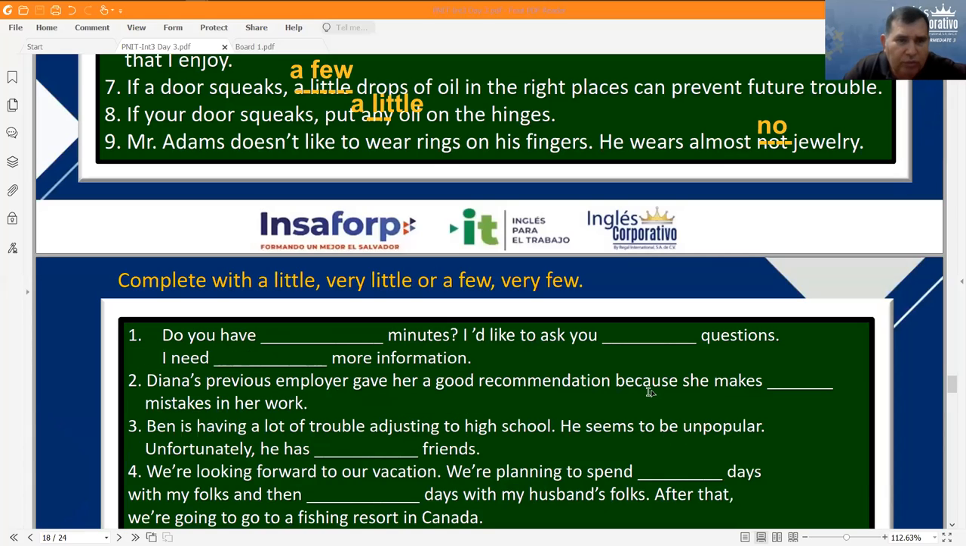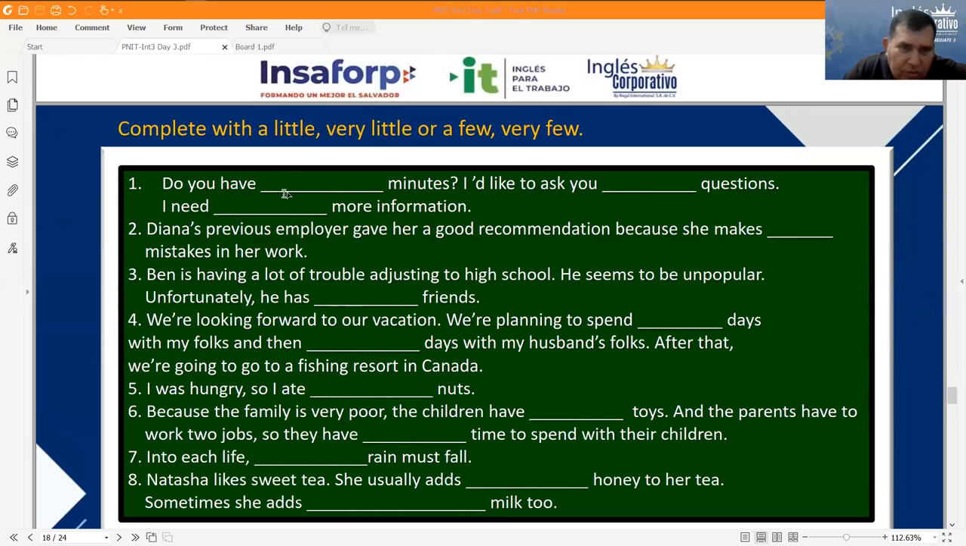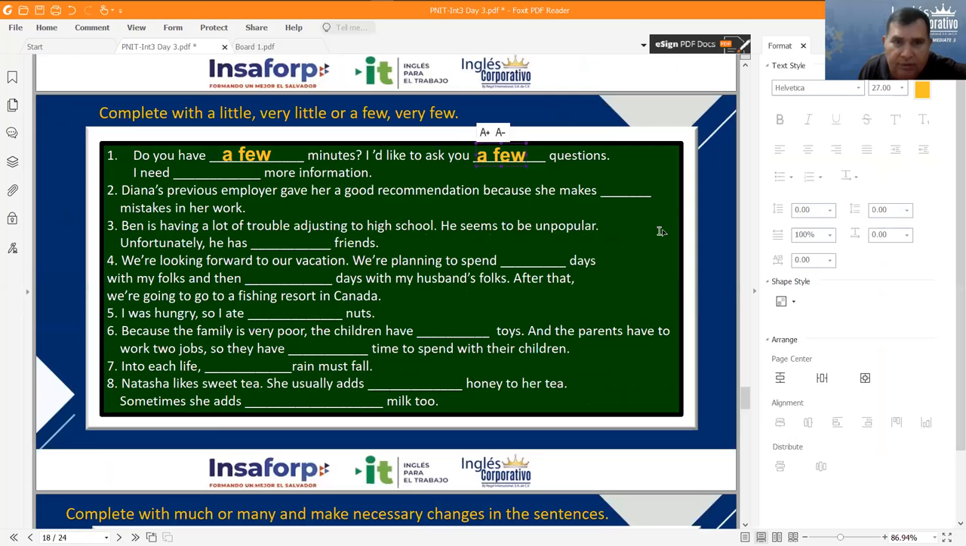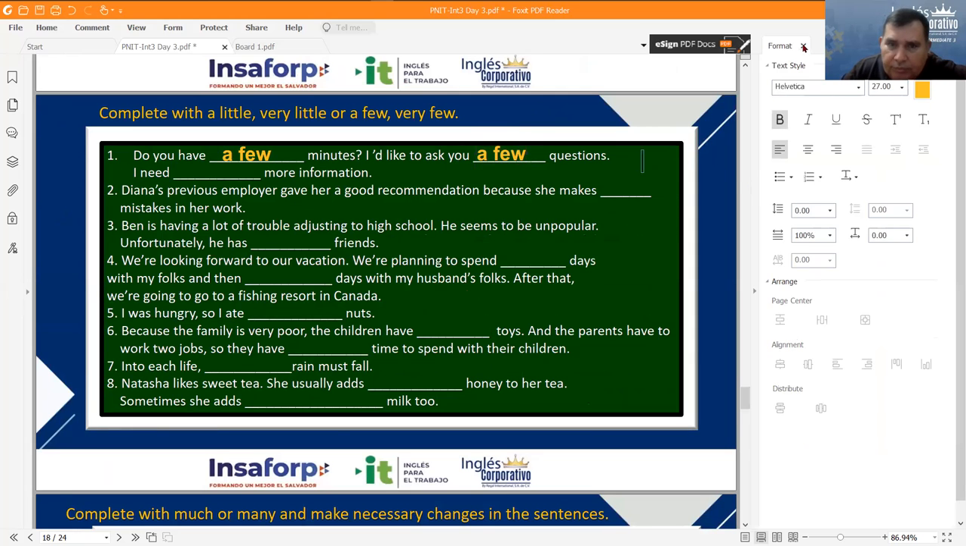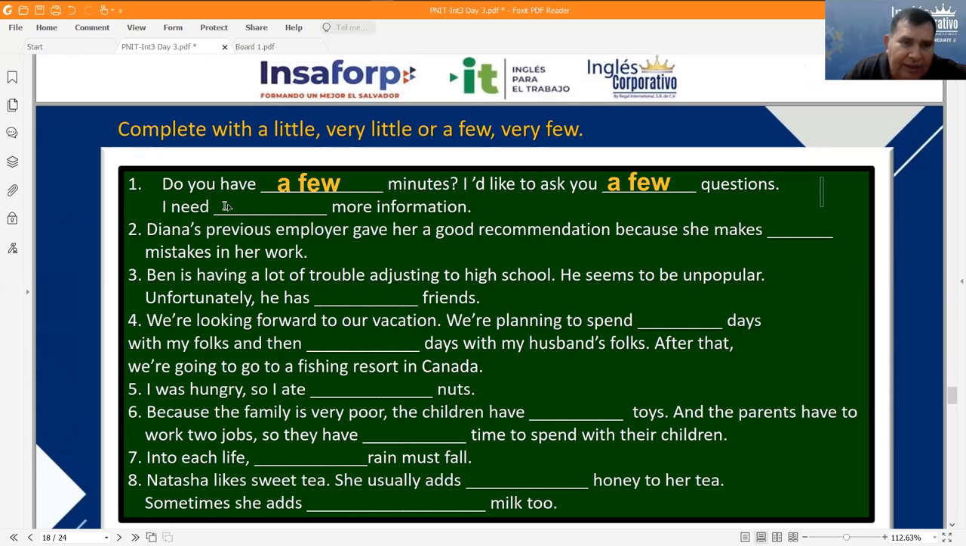In the two exercises that we have, in this one we say, do you have a few minutes? Few minutes, because minutes is countable. I'd like to ask you a few questions. Questions is also countable. So you say a few questions. I need a little more information, because information is uncountable. A little more information. Diana's previous employer gave her a good recommendation because she makes few mistakes in her work. Few mistakes in her work.